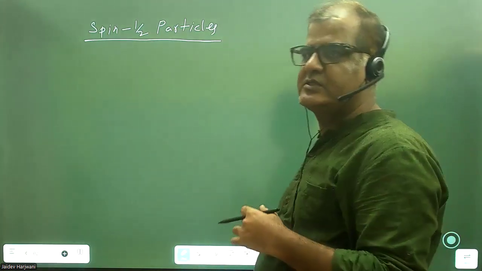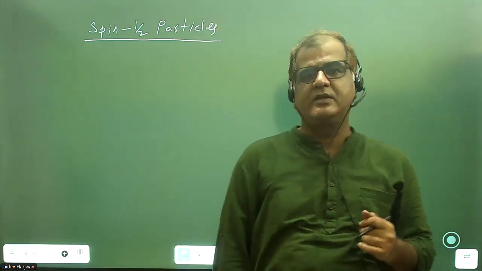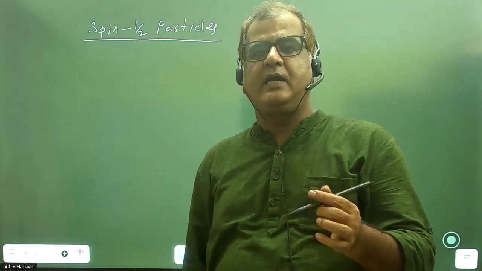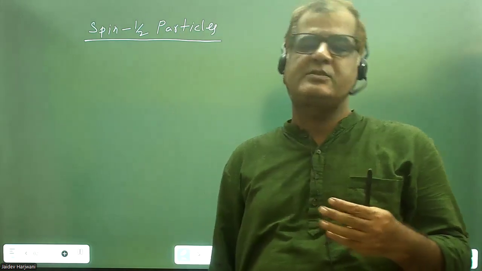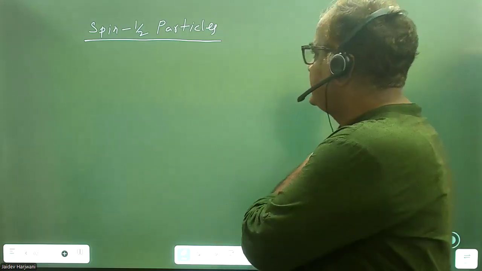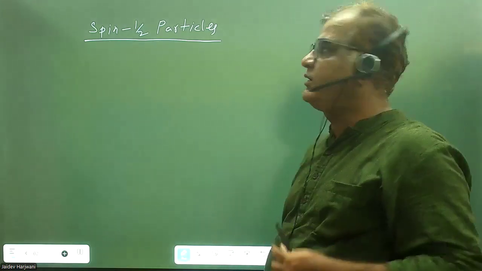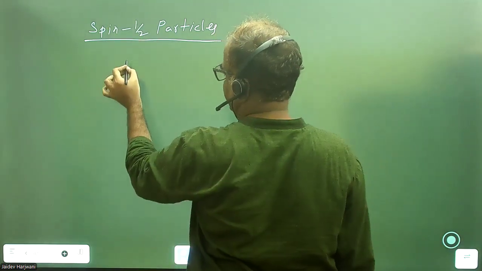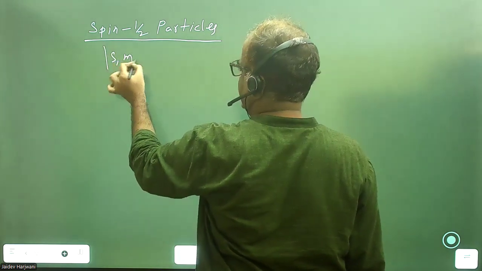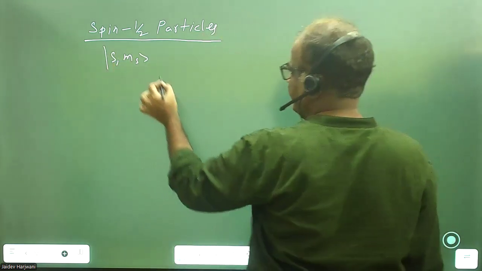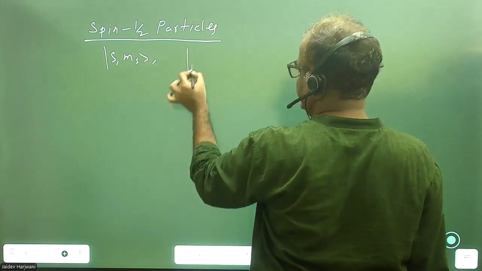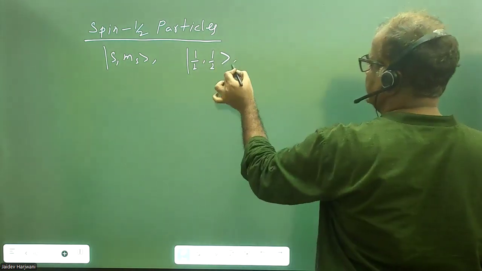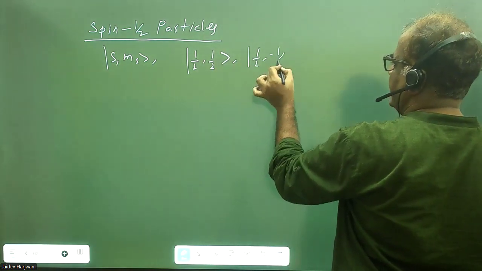Like your fermions, okay? Fermions can have a half integral spin. Bosons can have an integral spin. Like a photon has spin 1, and if I talk about an electron, it has spin half. So the spin of an electron, there are two states. So I can write |s, ms> for a spin half particle, there are two states. One is the state |1/2, 1/2>, and the other is the state |1/2, -1/2>.